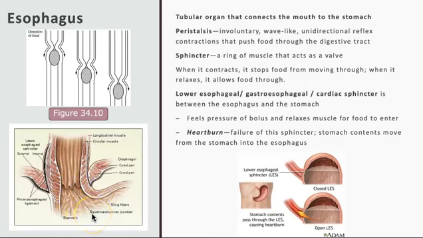Now, sometimes we have a faulty lower esophageal sphincter, and it is not closing properly when there's no food present. And so some of the acidic contents of the stomach move back into the esophagus. And that is how we can feel heartburn. If it's really bad, we can also start forming ulcers within the tissue there.